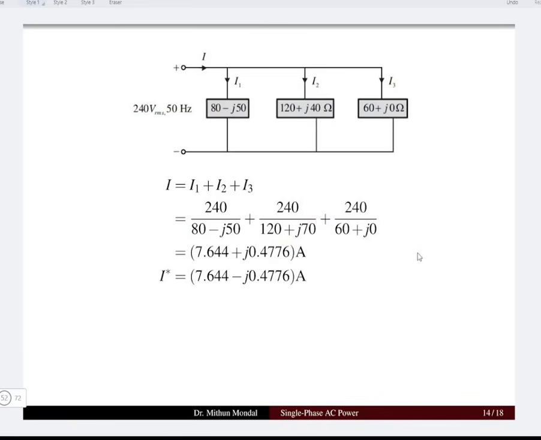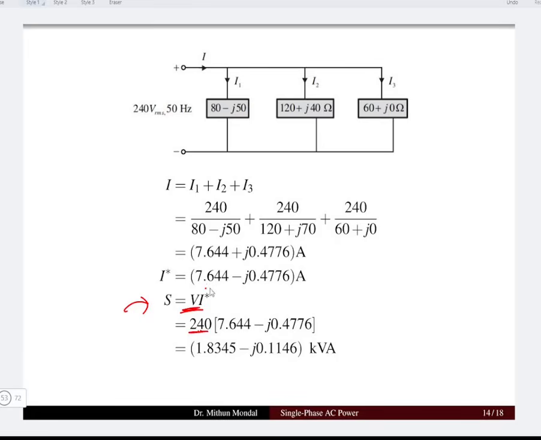But we know that the complex power S is nothing but V I conjugate. So it is the conjugate of the current that we require. So we can find the conjugate of the current by changing this sign. So the total complex power now we can get as V I conjugate, because V is already given to us, I conjugate we have determined. So this is the complex power of the entire system.